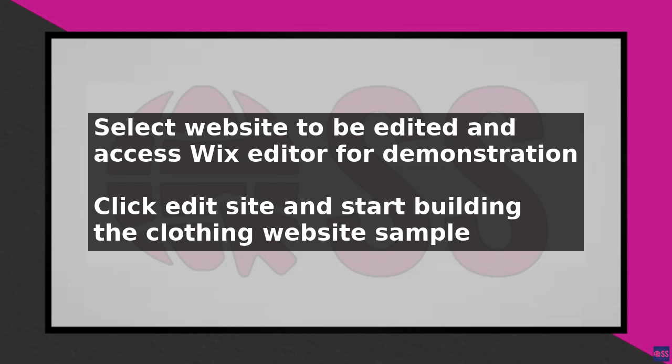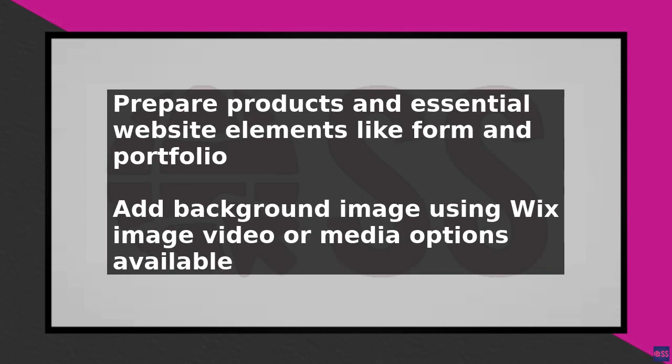The website should also have a form, a portfolio page, and a subscribe option, along with a background image. The background can be changed using Wix's image, video, or media options. A search for clothes pictures can yield suitable results. Once a background image is selected, it's possible to add text that introduces the company or business to customers.